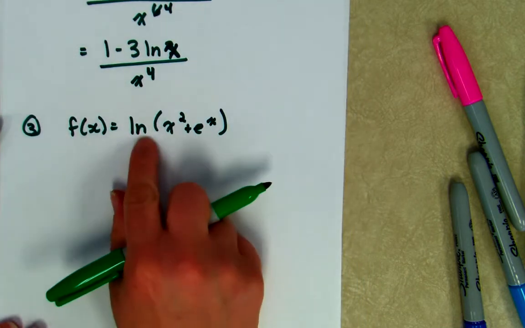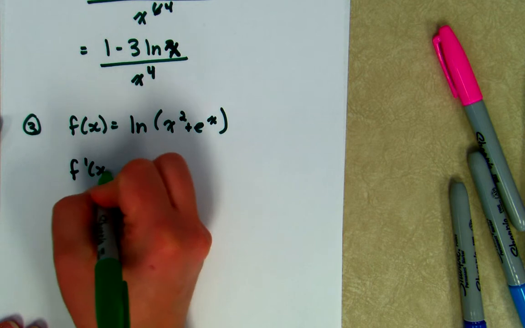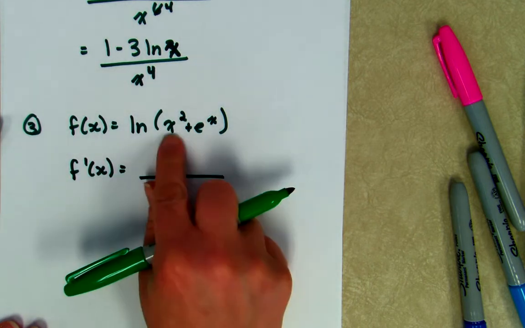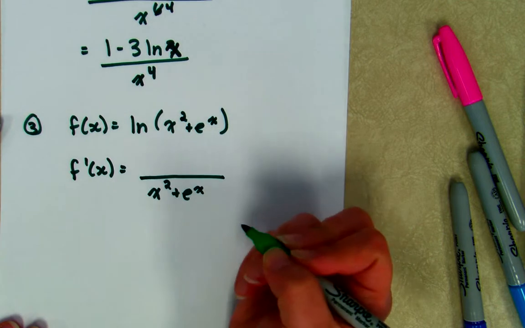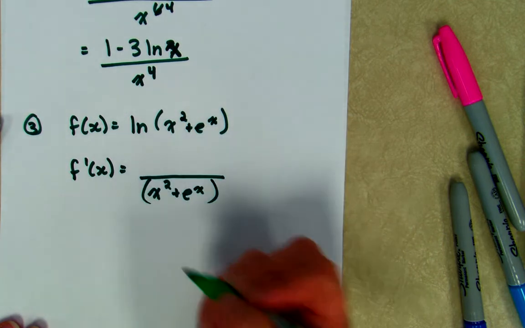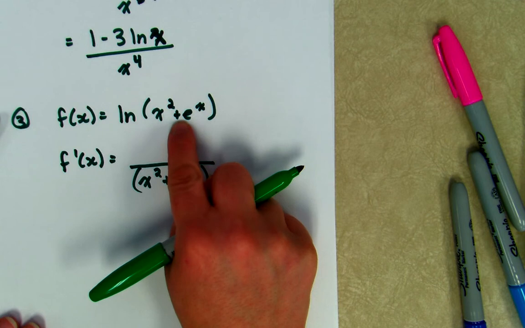F of x equals the ln of x squared plus e to the x. So f prime of x is going to be 1 over what you're taking the ln of. So the x squared plus e to the x goes to the bottom. You can keep it in brackets or not, it's up to you. But now I have to multiply by the derivative inside.